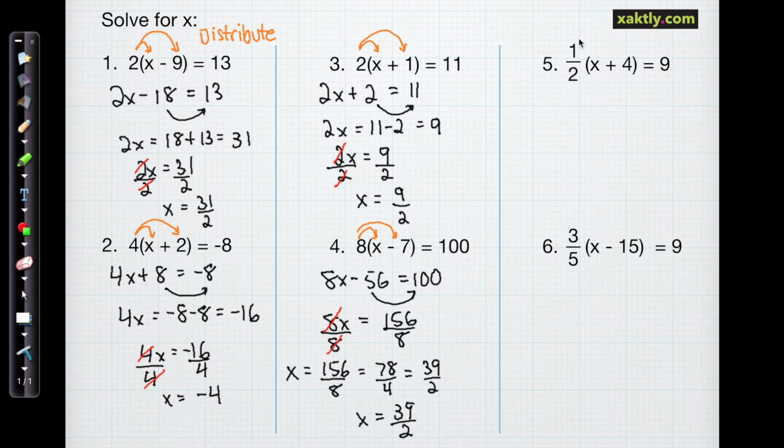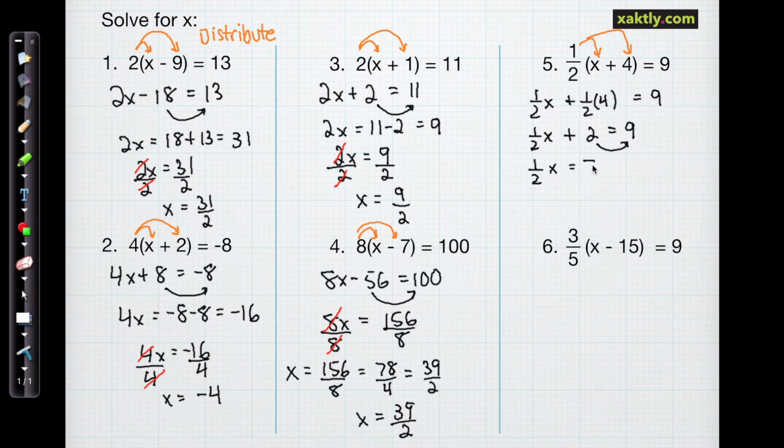Okay, now some fractions, yay. A half multiplies x and 4, so we have 1/2 x plus, well, a half times 4 is just 2, and that's equal to 9. So we have a half x plus 2 is equal to 9. We'll subtract the 2 from both sides, so we have a half x is equal to 7.